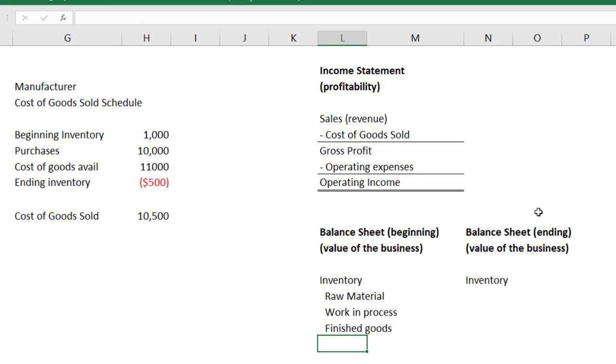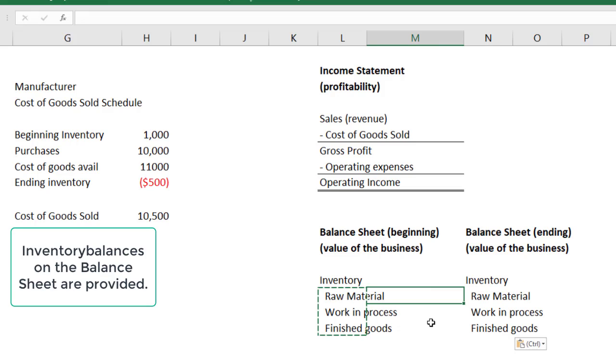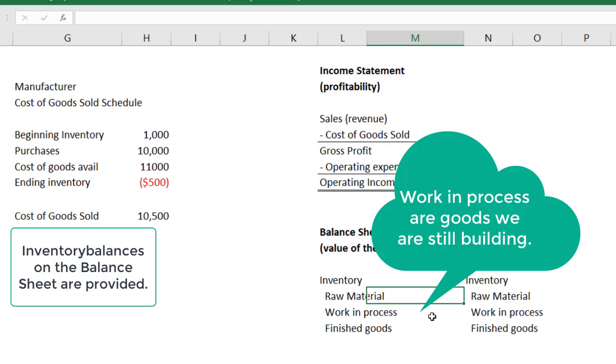We have three inventories. So we're going to have raw materials, the wheels, the decking that we would have, the stickers, the bearings for the wheels. Those would all be raw material. We're going to put those together, and while we're putting it together, it's work in process, and then when we finish it, it's called finished goods.